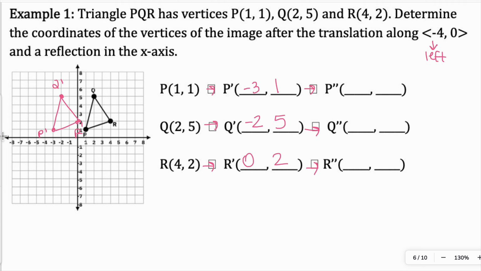Then we're going to show the reflection across the x-axis. Remember, your x-axis is here, working from left to right. So when we do that, we're going to have P drop down 1 on the other side. So P double prime is at (-3, -1). Q prime, we are at 5 units from the x-axis, so we'll go 5 units on the other side. Q double prime is now (-2, -5). And then R prime is 2 units up from the x-axis, so we'll go 2 units on the other side. That labeled now is going to be (0, -2) for R double prime. And then we'll connect our points so we can see our translation and our reflection.